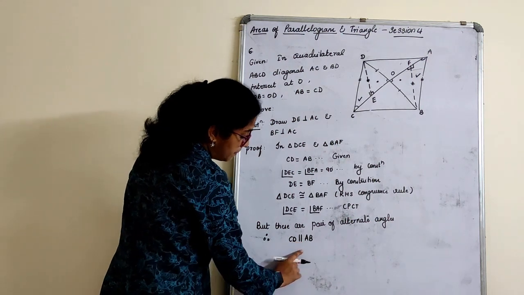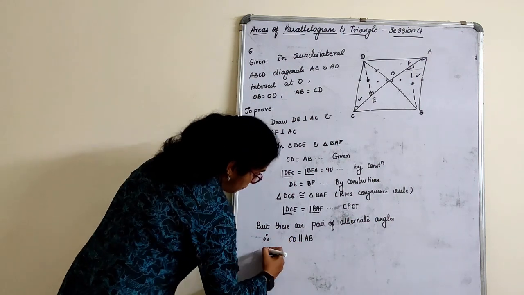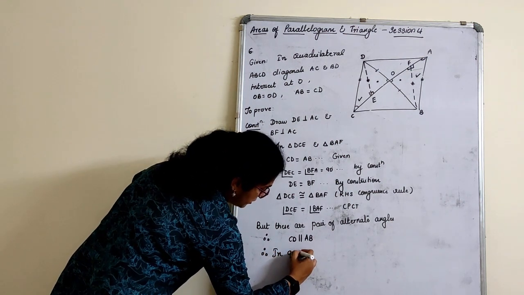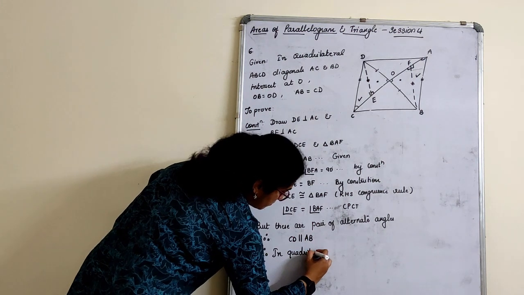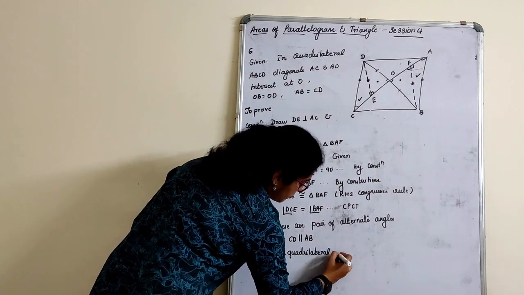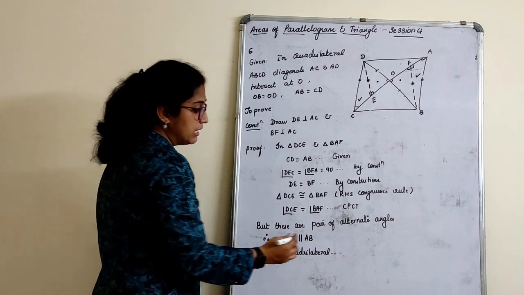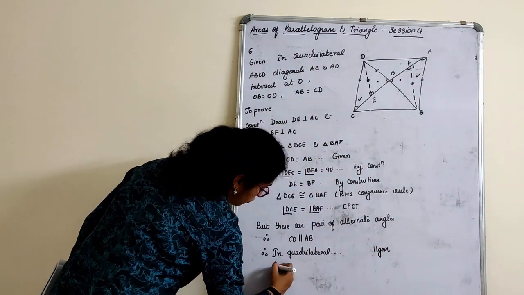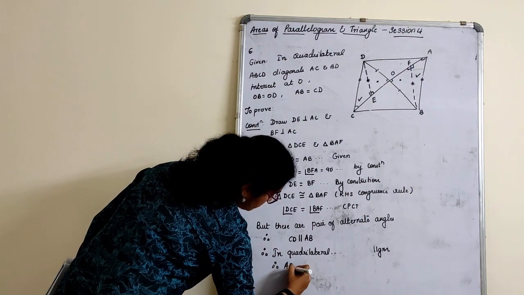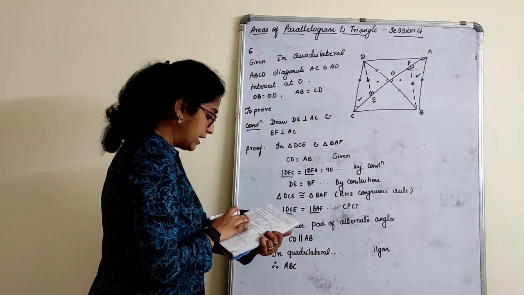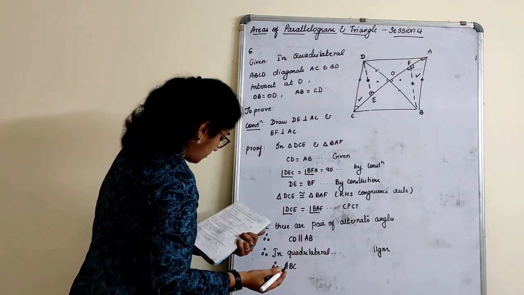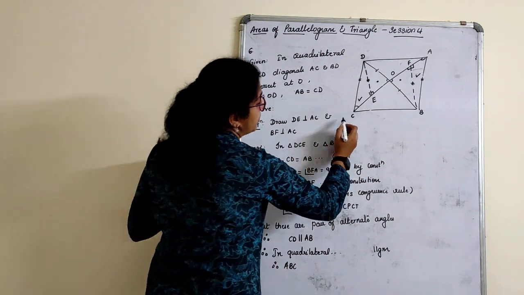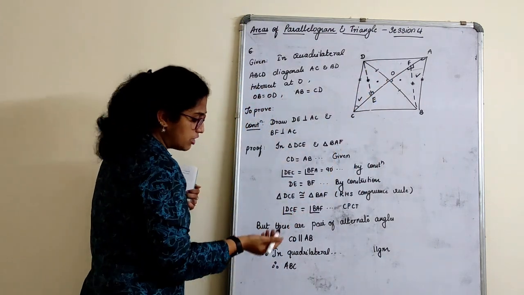CD parallel to AB, right? Therefore, in a quadrilateral, you know the statement what you write. If a pair of sides is equal and parallel, then it is a parallelogram. That statement you have to write. Therefore, ABCD, CD parallel to AB, that is what we have to prove, and we proved it here. Or we had to prove that DA parallel to CB, we had to prove. It is automatically understood.